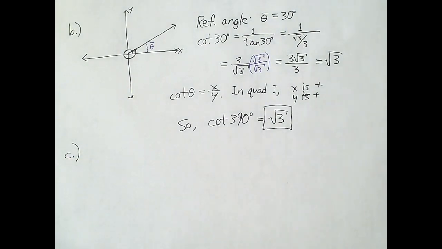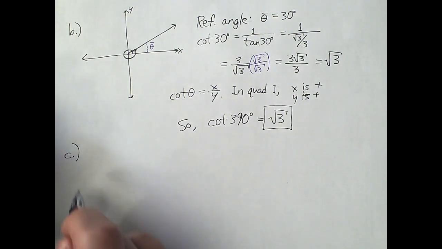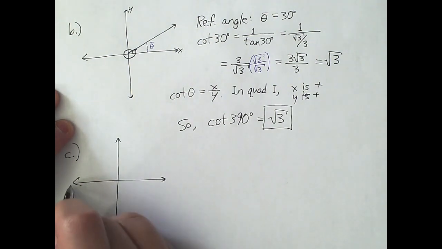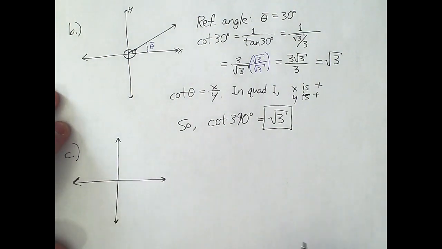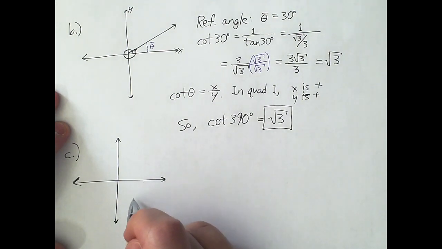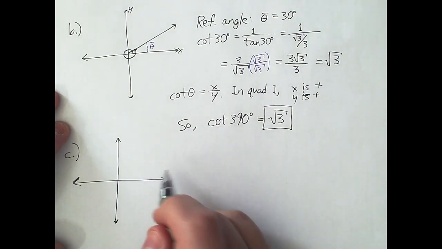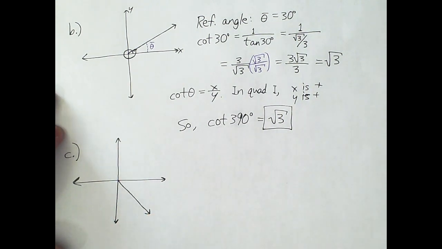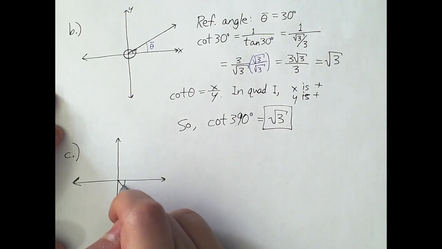The next one asked you to do secant of negative pi over 4, so we get something negative involved. Let's draw a quick picture of it. Since this one's in radians, it might feel even easier at this point, because we know negative means to go clockwise. We know pi over 4 means we're going in this direction. Okay, here, I'll draw this.